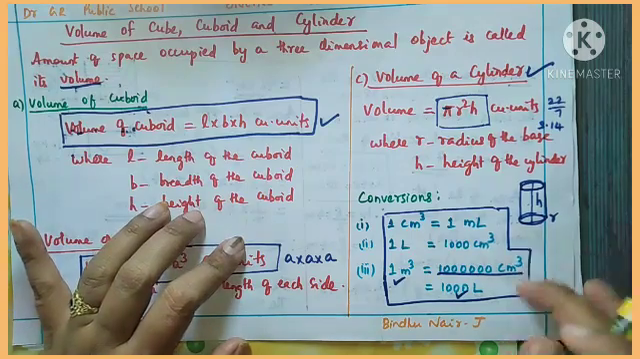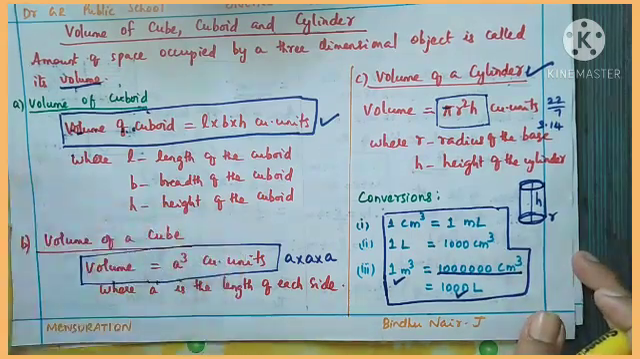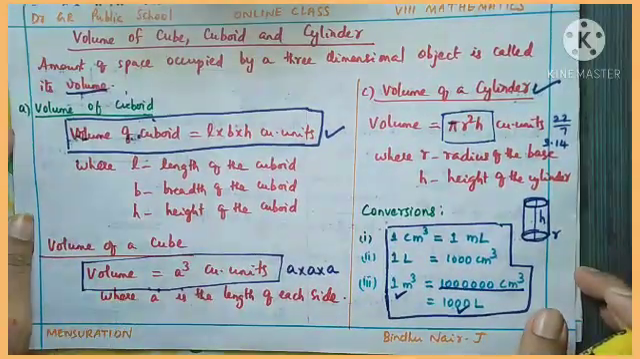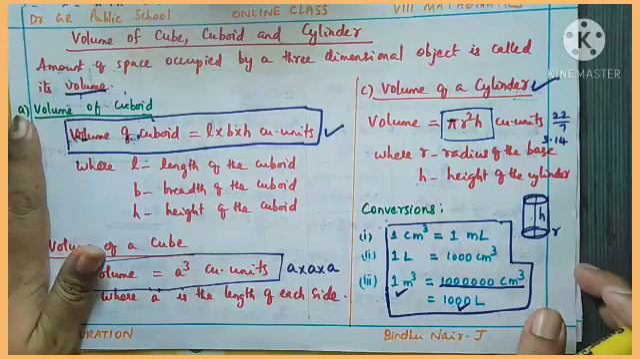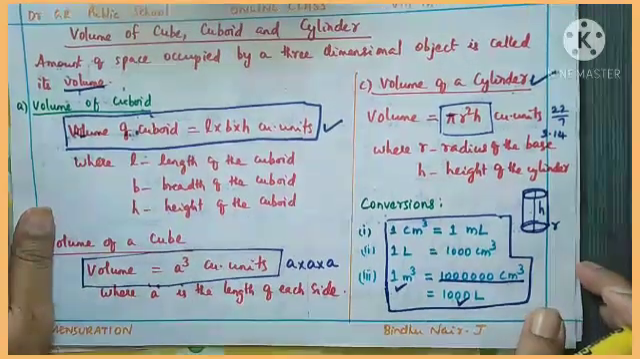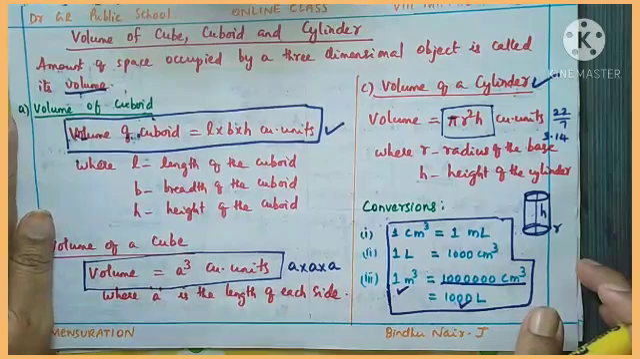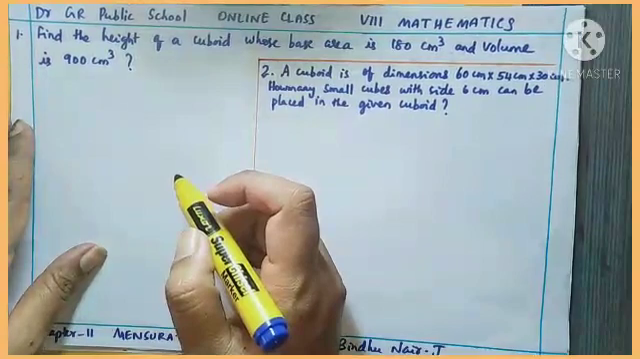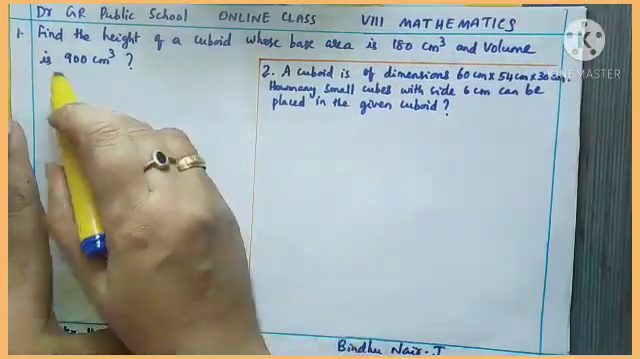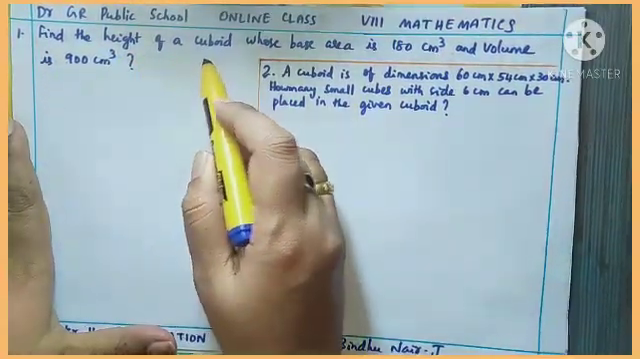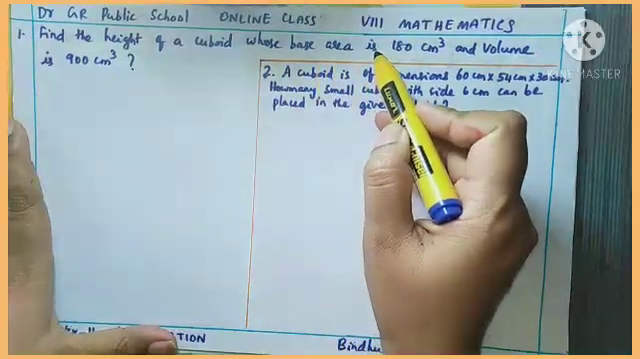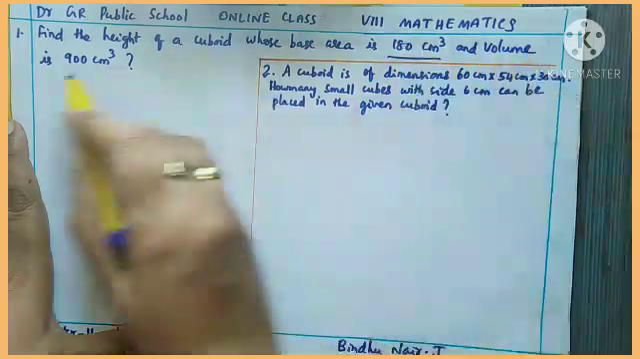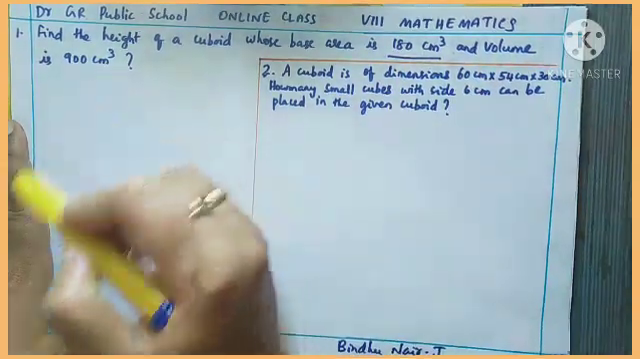Okay, so these are some main conversions you need to study in this part of the lesson. Okay, so all of you copy this formula in your notebook and revise properly. Okay, now we are going to see some of the problems. Now this is your first question from the exercise. Find the height of a cuboid whose base area is 180 centimeter cube and volume is 900 centimeter cube.